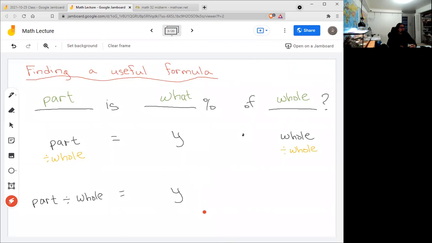Then we took a break and we found a useful formula, kind of a shortcut. If we're looking at parts and wholes, then it's going to be that the part is what percent of the whole. And when we translate, the is becomes equals, the of becomes multiply. We're always going to get y by itself with dividing by the whole. So we get part divided by whole is our percent. I'm even going to change this to say right in front of your eyes, percent.